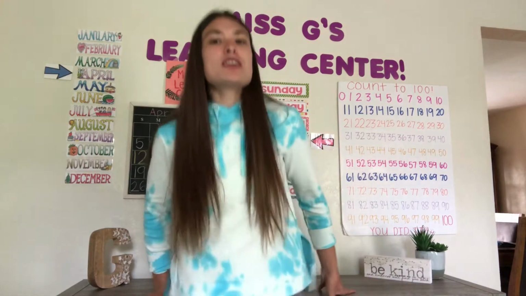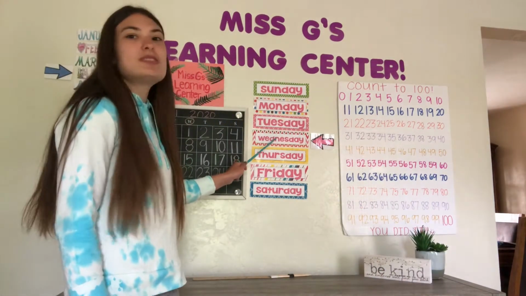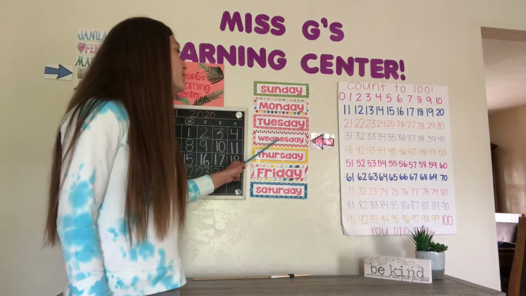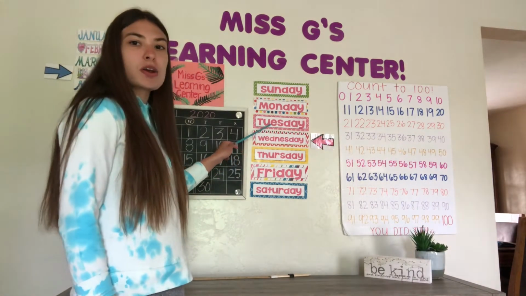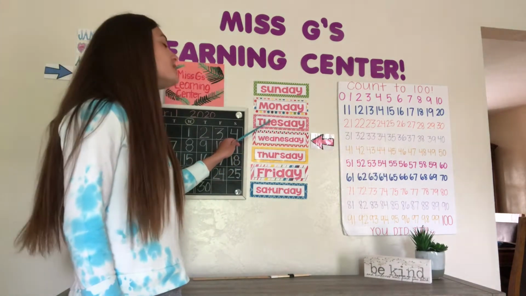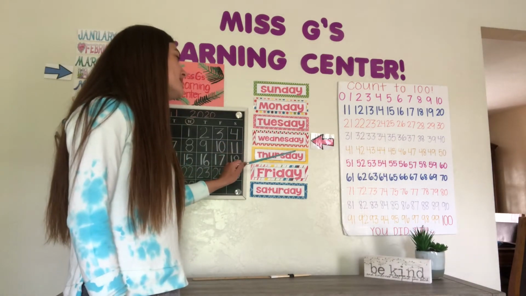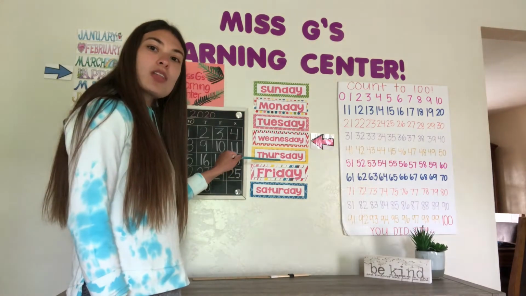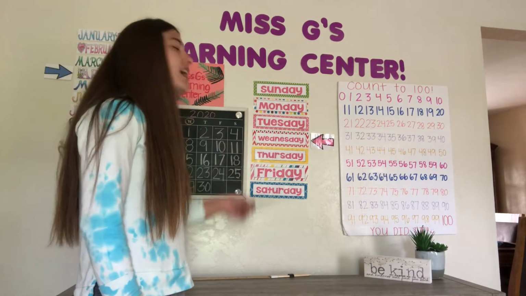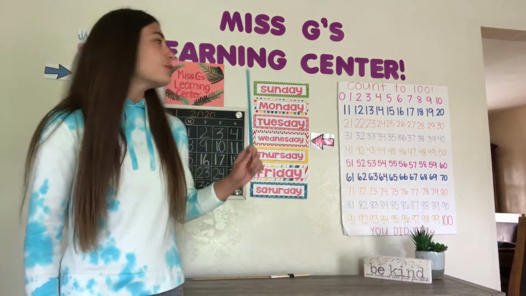Let's move on to our days of the week. As you can tell, our arrow is pointing to Wednesday because we know that today is Wednesday. If we look right above Wednesday, we see this word. This is what day? This is Tuesday. Yesterday was Tuesday. Today is Wednesday. Tomorrow is Thursday. Very good.